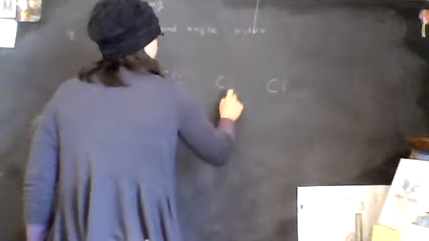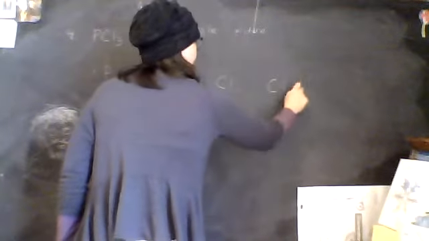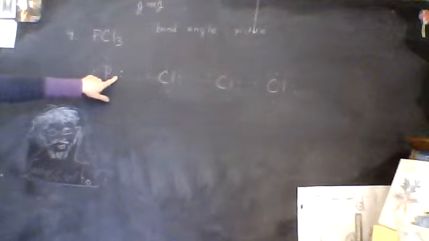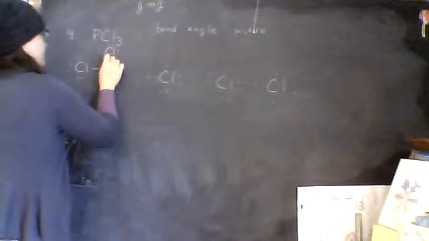So what's it going to look like? P is going to be at the center, and of course the Cl's are all going to hang on to the P here, and it's going to have one pair of unbonded electrons, right?